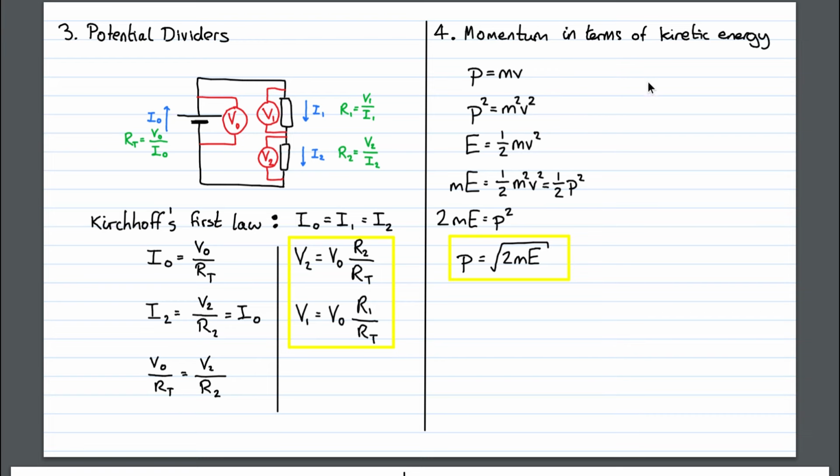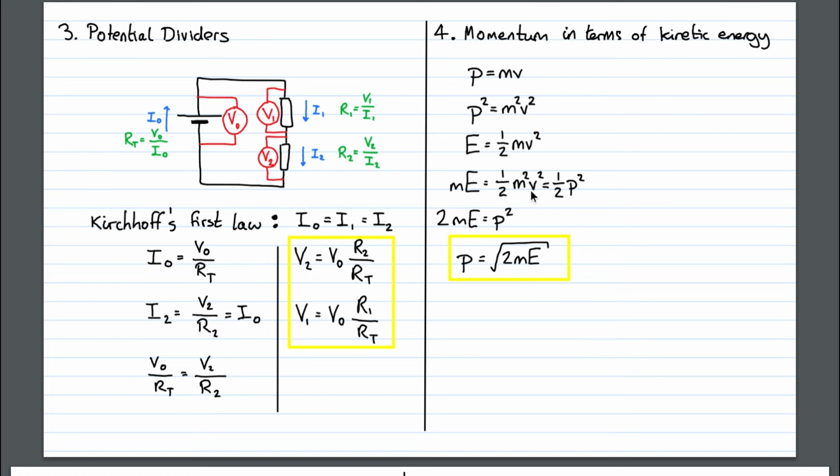Moving on to momentum, pretty standard derivation you should know. So momentum, lowercase p equals m times v. And if we want to know what that is in terms of kinetic energy, the way we could do that is we can square the momentum equation, and the kinetic energy equation is E equals half mv squared. It's nearly right. We just need to multiply both sides by m to get half m squared v squared.